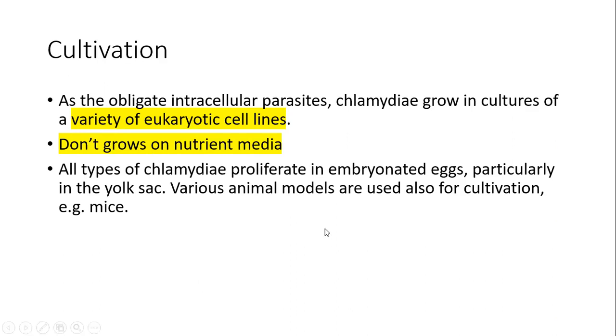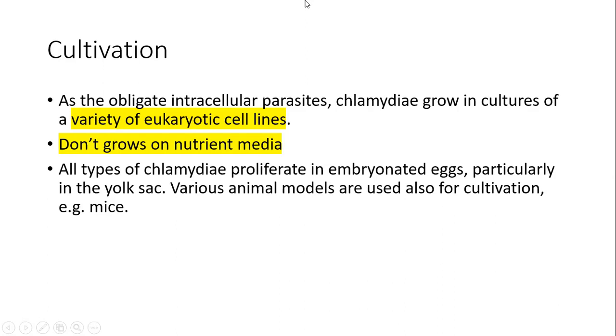They don't grow on nutrient media. They are similar to viruses because they can't multiply, they can't reproduce without a host cell. They need a host cell for reproduction. That's why they can't be grown on artificial nutrient media. All types of chlamydia proliferate in embryonated eggs, particularly in the yolk sac.